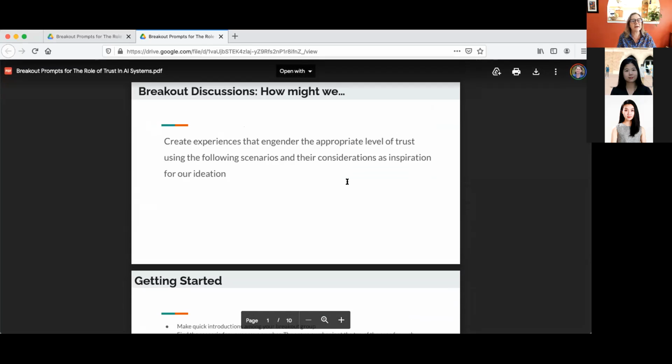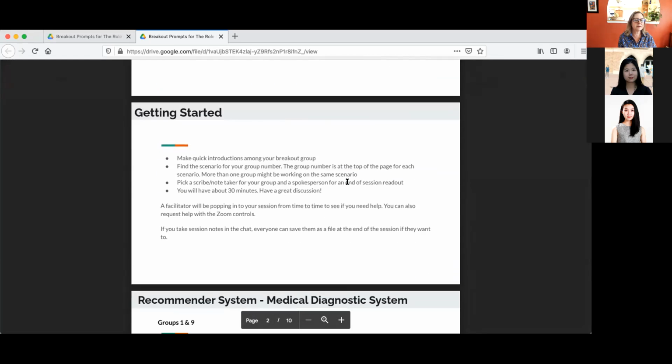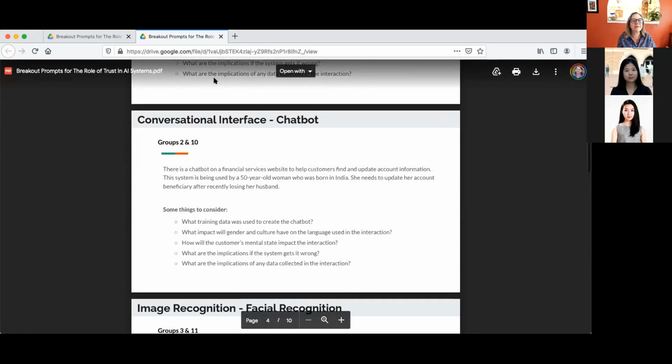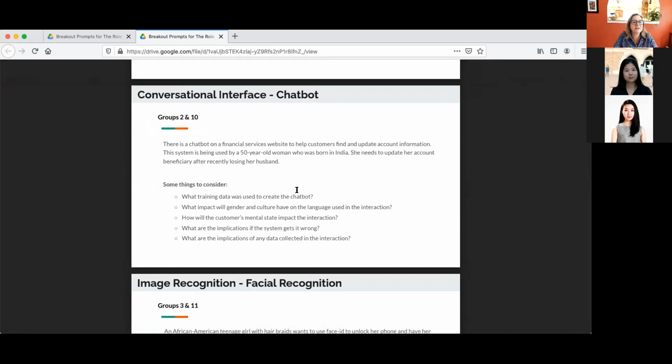Okay, so the idea is that we want to talk about one scenario. This is you guys, you're group 2. It's a conversational chatbot. The scenario you have to talk about is a chatbot on a financial services website that's supposed to help customers, but there was a 50-year-old woman, born in India, having a little trouble getting on after she lost her husband.